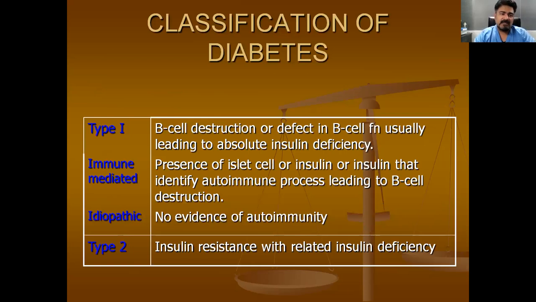Classification, next, is diabetes. In India, most of the patients who are coming to you either have diabetes or hypertension. They are hypertensive patients. So hypertension and diabetes are the most common here.